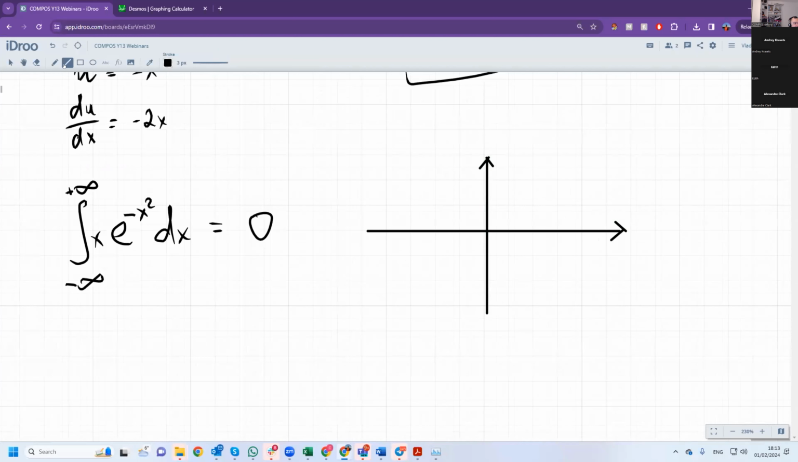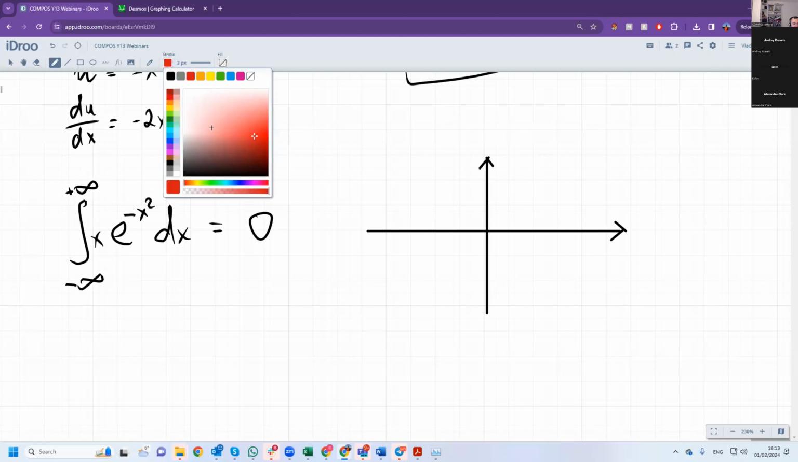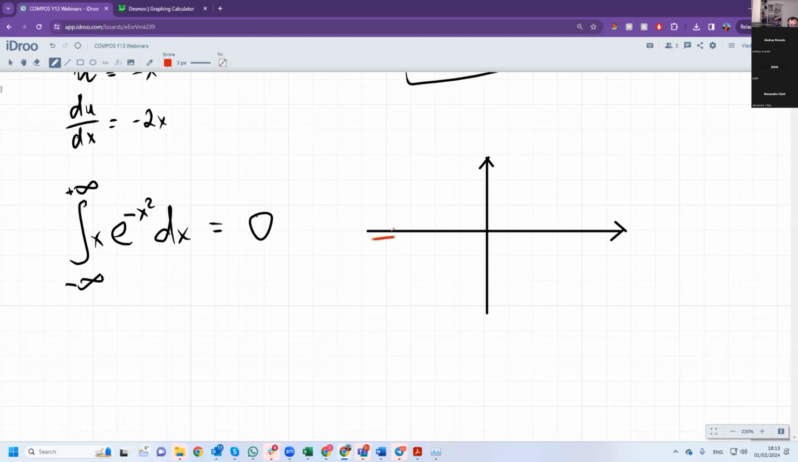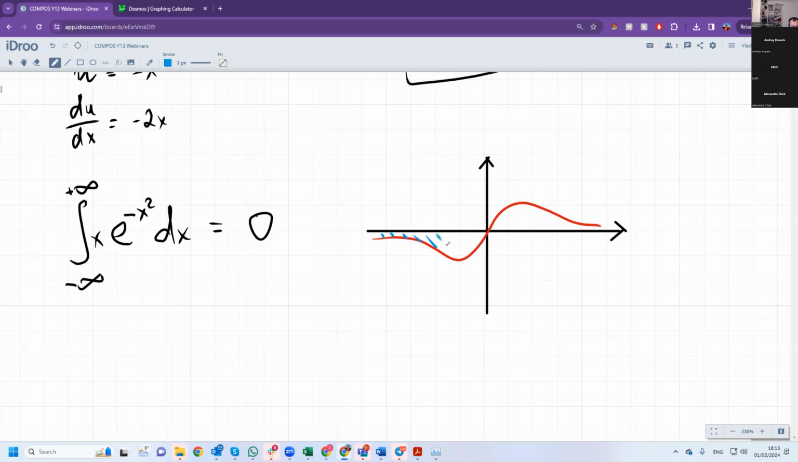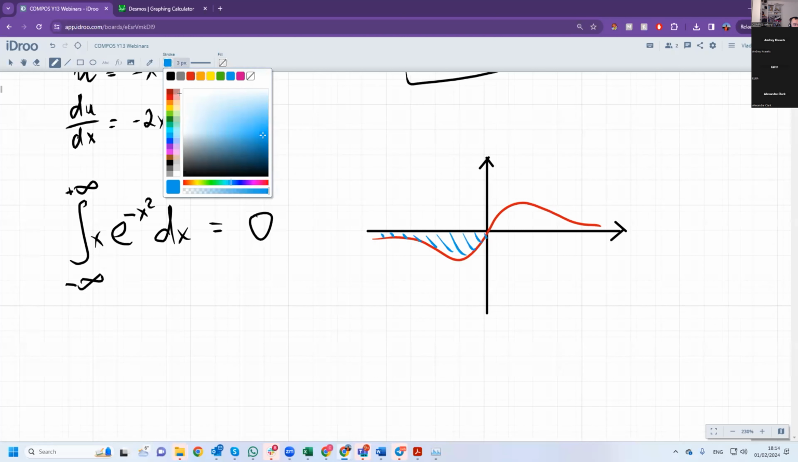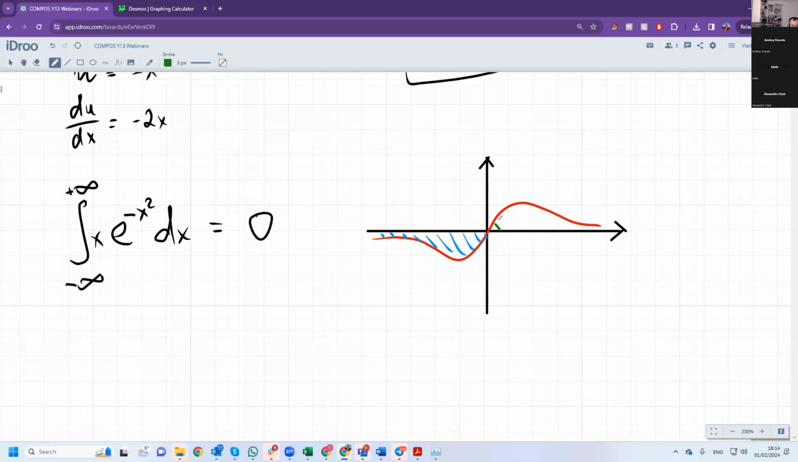Okay, I haven't got a response from everyone, so it's negative here and it's positive here, and you can see that this area has to be equal to this area, and because this is negative and this is positive, the total area is 0.